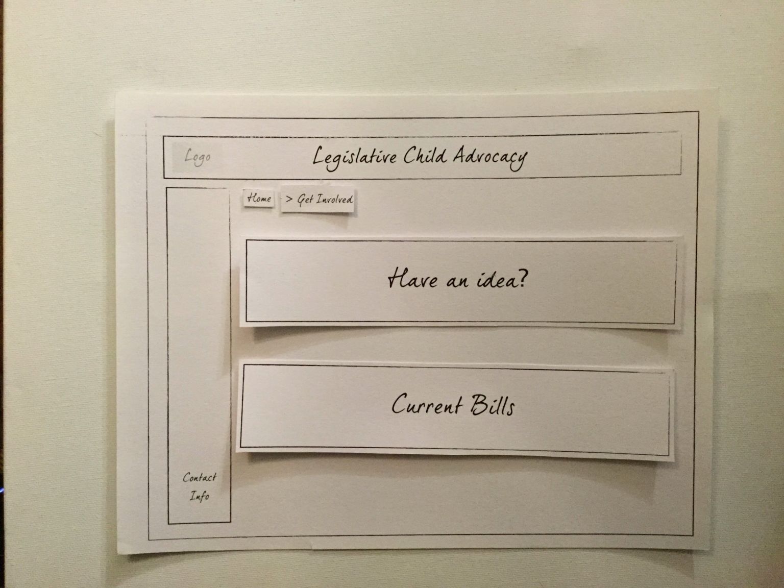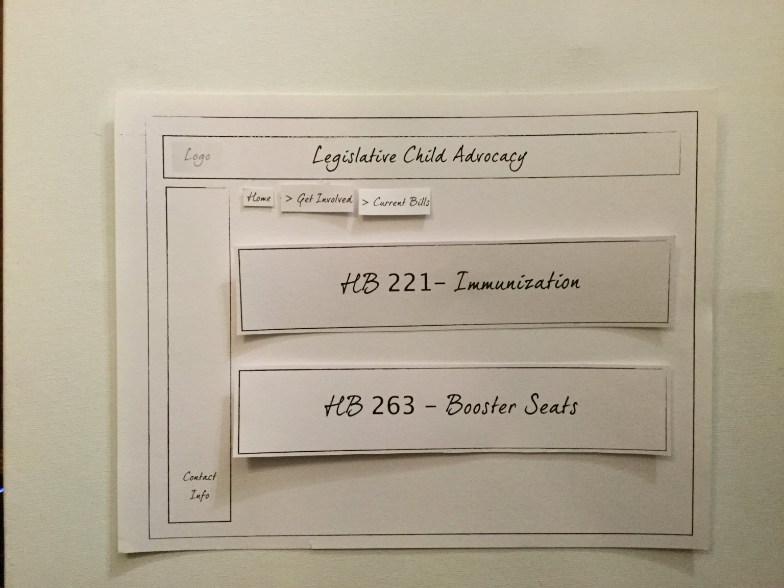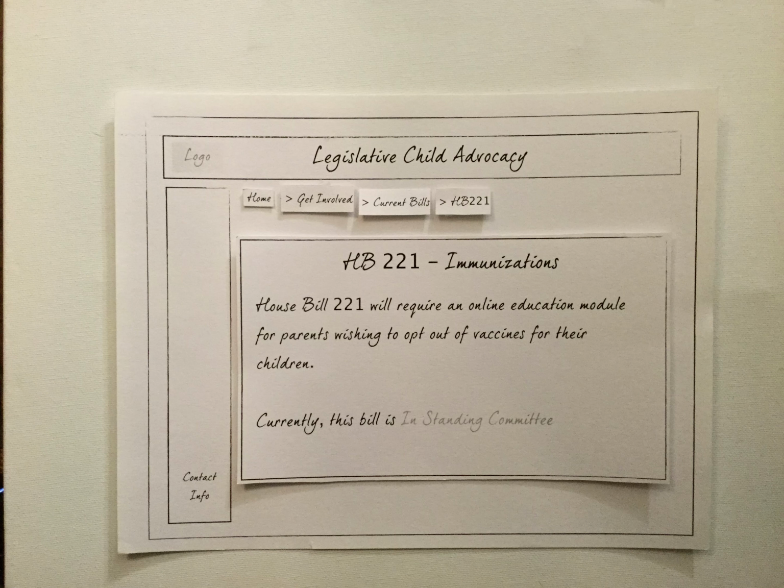Here I am presented with 2 options, have an idea and current bills. I want to get involved with current bills, so I select the button with my mouse. I can now see 2 current bills, HB 221 immunization and HB 263 booster seats. I want to get involved with the HB 221 immunization bill, so I select it using the mouse.